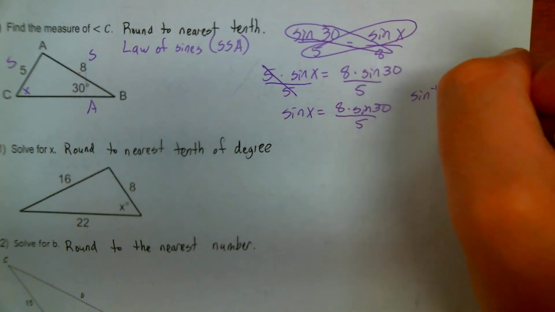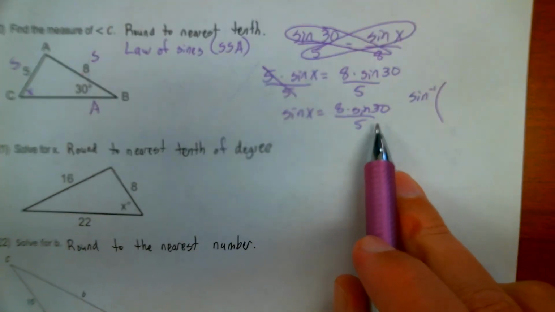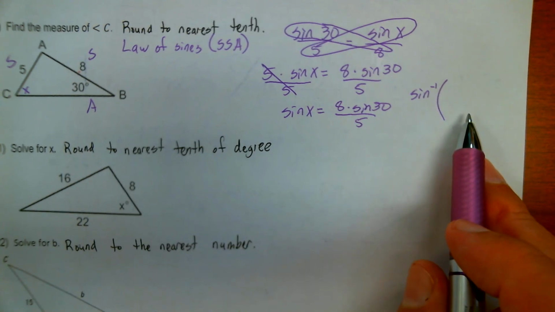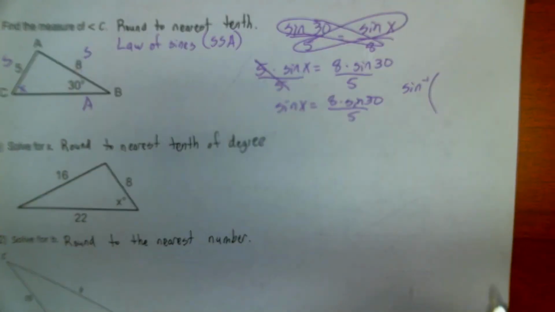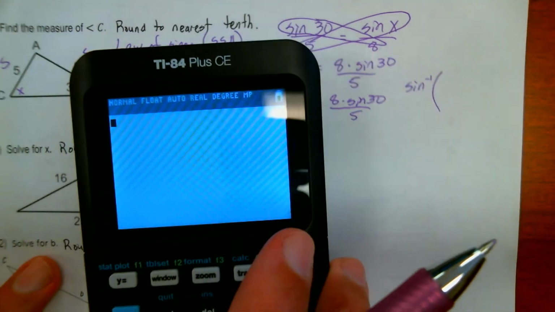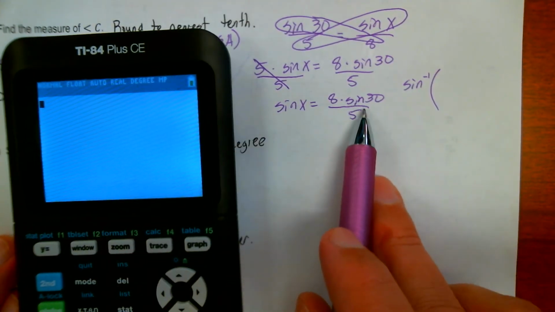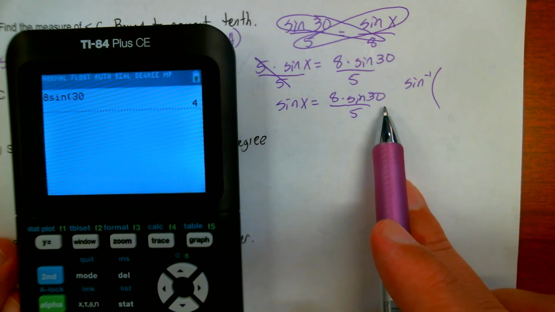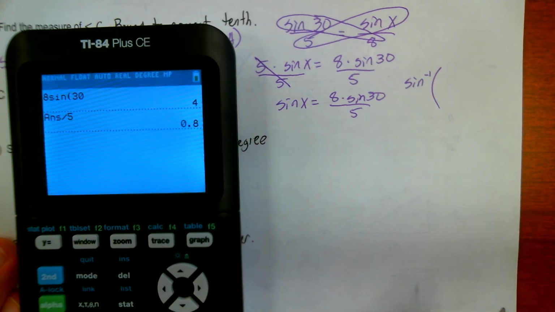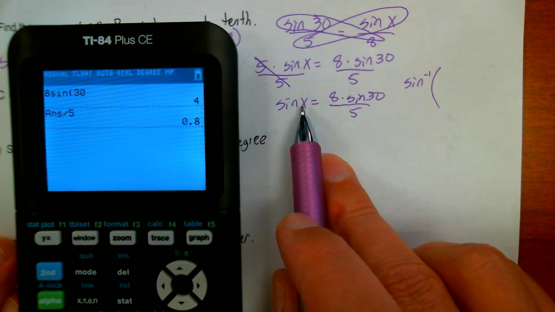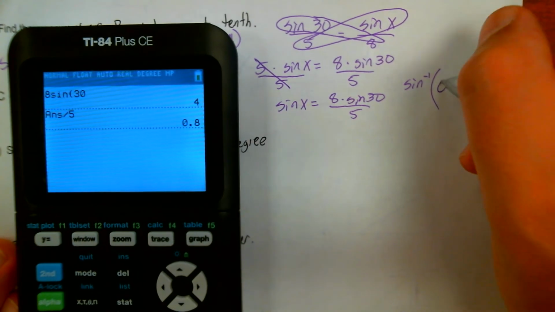One way to do this is you could type all of this into your calculator if you wanted to, but you really have two sets of parentheses. You can do it that way, but to me the easiest thing to do is let's just type this into our calculator and get a number. 8 sine of 30 is 4, because remember sine of 30 is 1/2, divided by 5 is 0.8. So the sine of our angle is a ratio of 80%, 0.8.